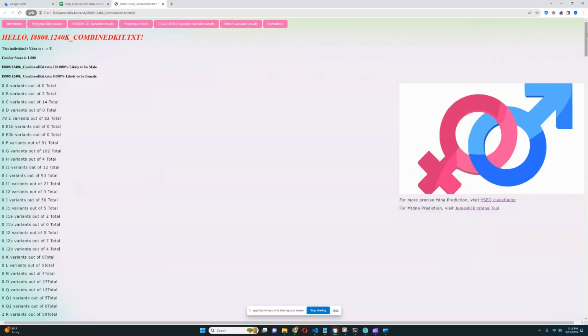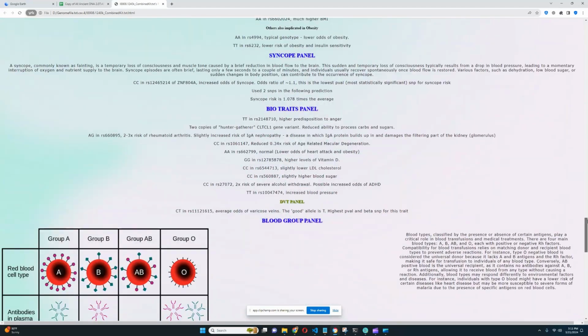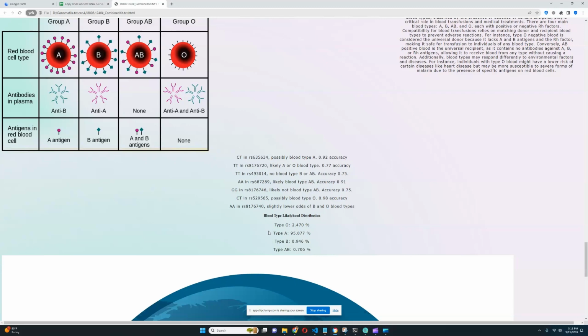And actually, now let's check his blood type. So let's scroll to the very bottom of the page. We're going to see his blood type. His blood type is type A. All right, so he's got type A blood type. Definitely very interesting. It's uncommon. Most people have type O, but he's got type A.